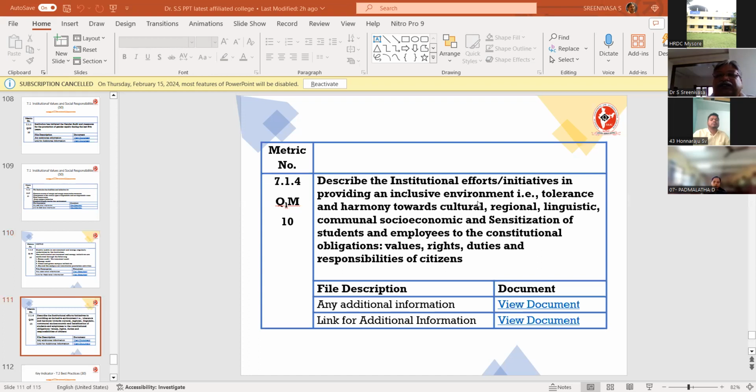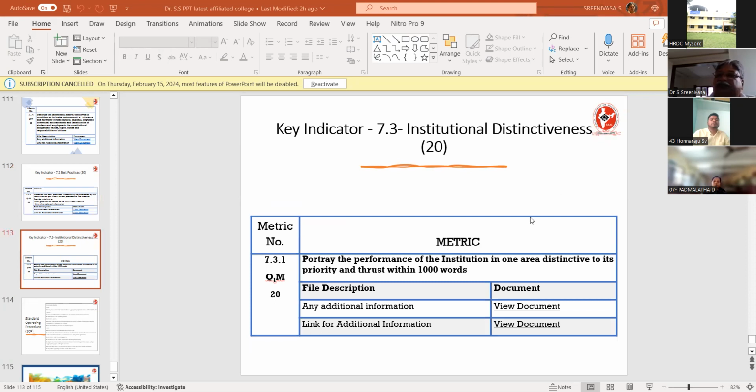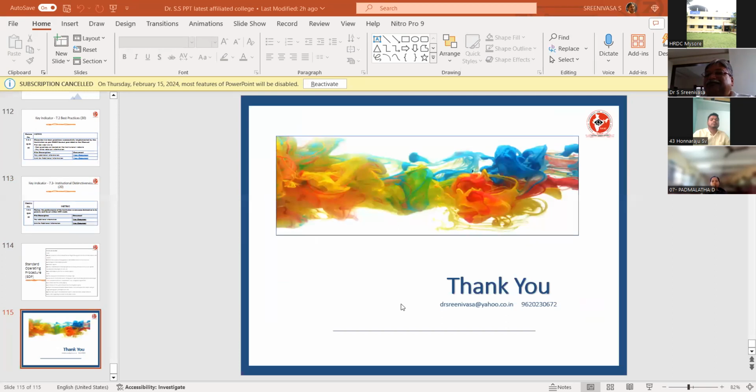Discuss the institutional efforts, initiatives providing inclusive environment, tolerance, etc. This is a qualitative metric. Similarly, what are the best practices the institution is having? That question is there. Institution distinctiveness: why is your institution distinct from other institutions? That question is there, a qualitative metric. These are the few questions that are there.